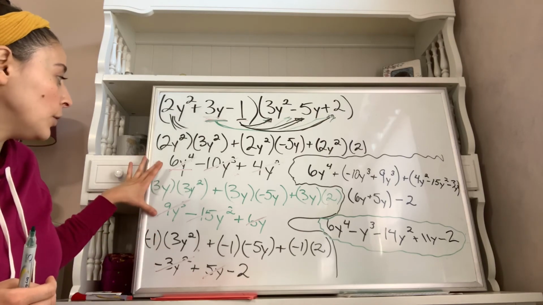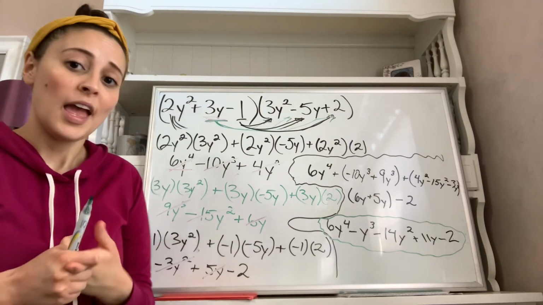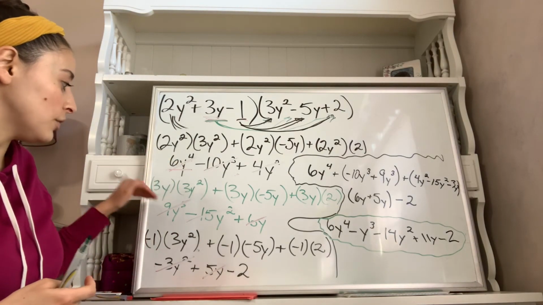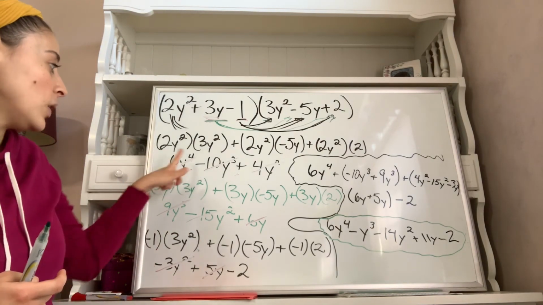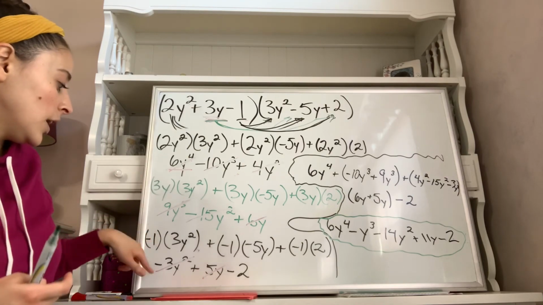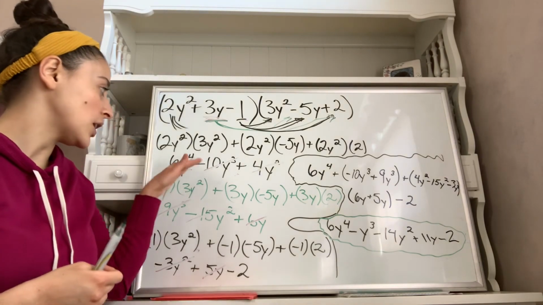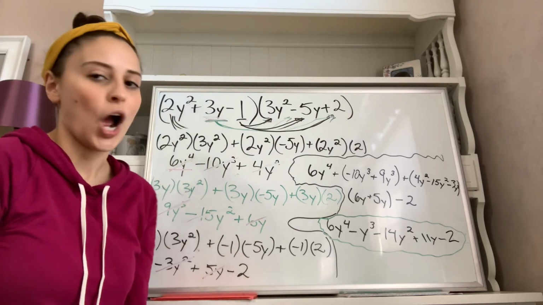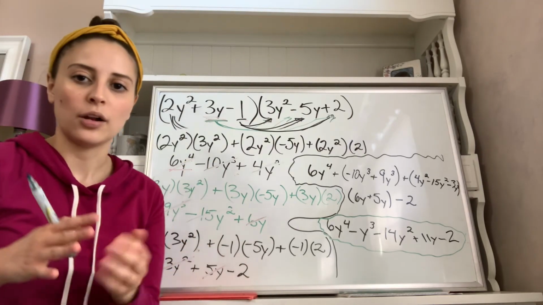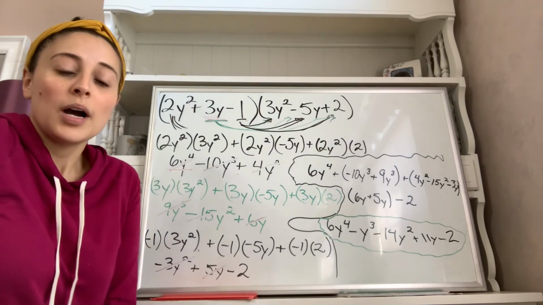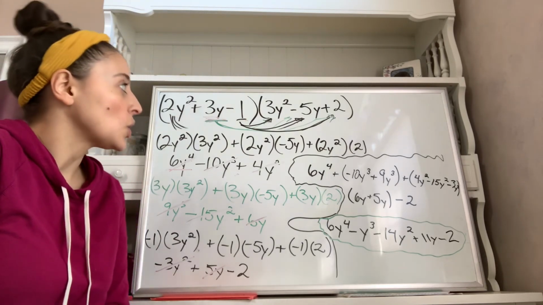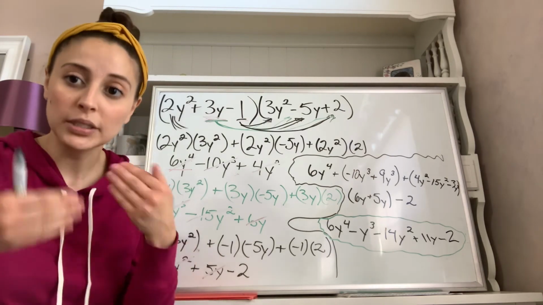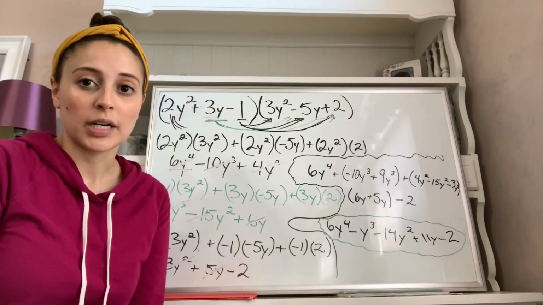So just be careful with your signs and make sure you actually go through and get all of the like terms. So what you can do is kind of cross off each of the terms that you end up using once you're done, so you can keep track and not double count or forget. So again, I know this is a long problem, but hopefully it's not too hard since it's just building on the concepts we've already learned.